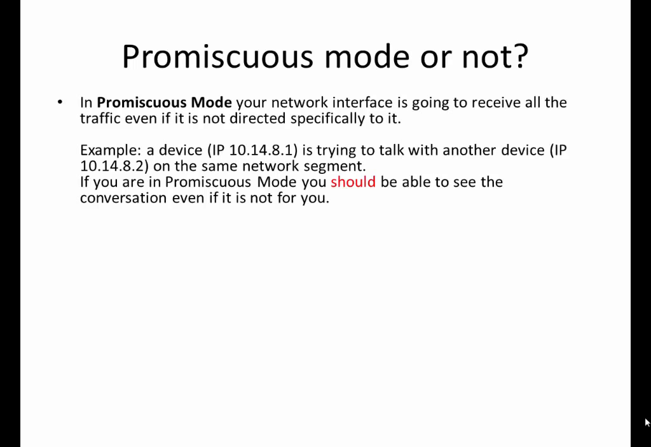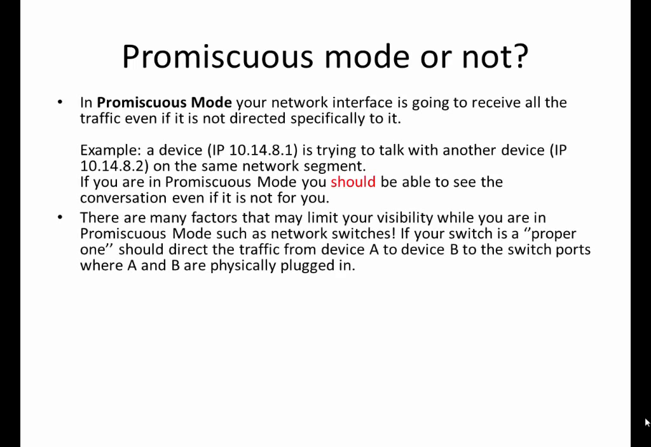Maybe you are on a different device, but you are connected to the same subnet, and you are 10.14.8.10. You should be able to see the conversation between the 10.14.8.1 and the 10.14.8.2. You should. Why I said you should? Because there are many factors that may limit your visibility while you are in promiscuous mode, like the switches.